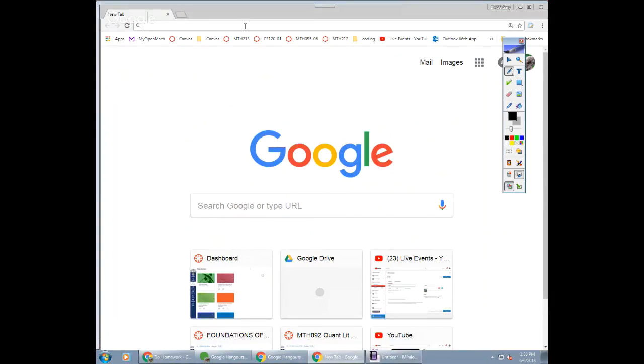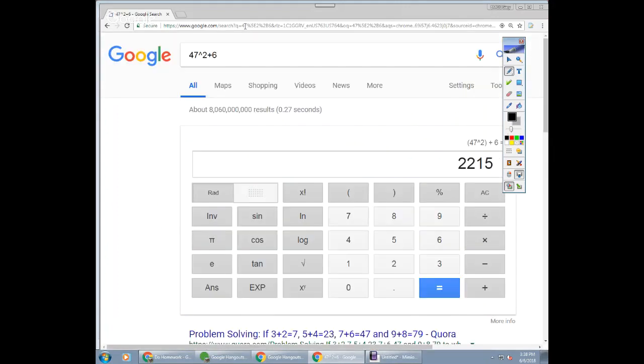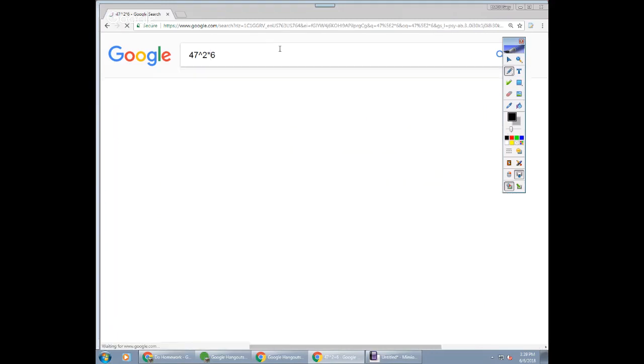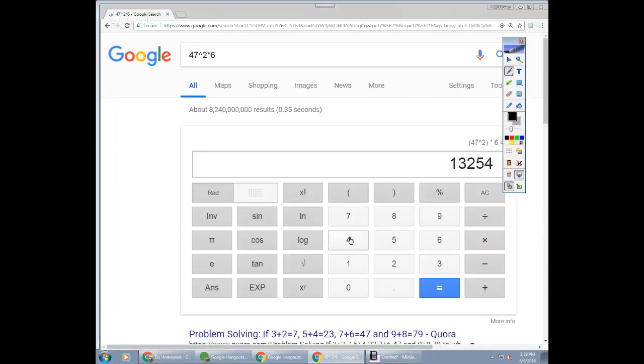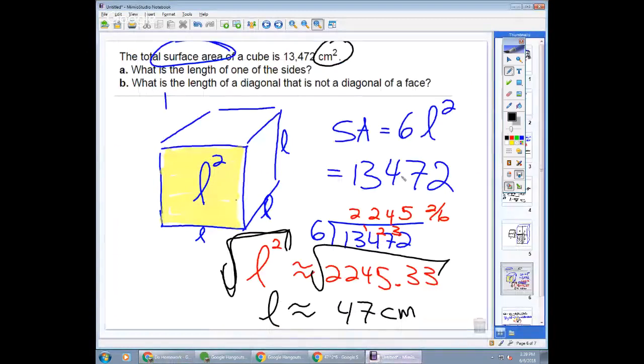So if I take my 47, raise it to the second power, and multiply it by 6, I get 2,215. Oh, did I add? That's a problem. Times, I get 13,254. Oops, where'd it go? Yeah. So the decimal places make kind of a difference, but I'm in the ballpark.